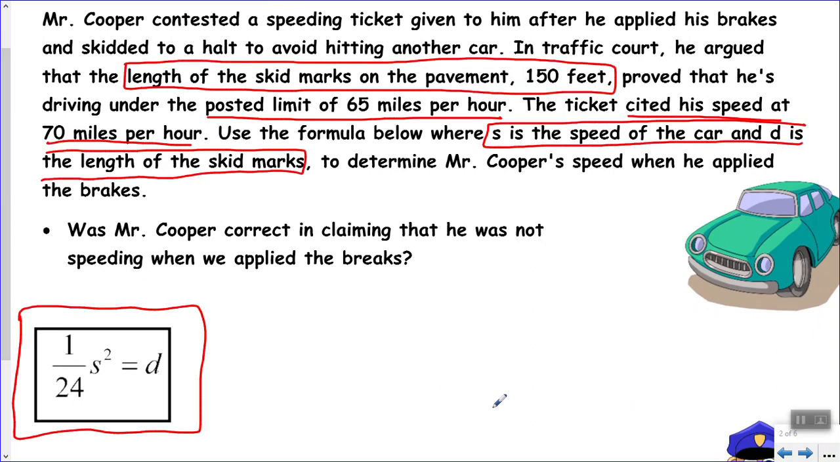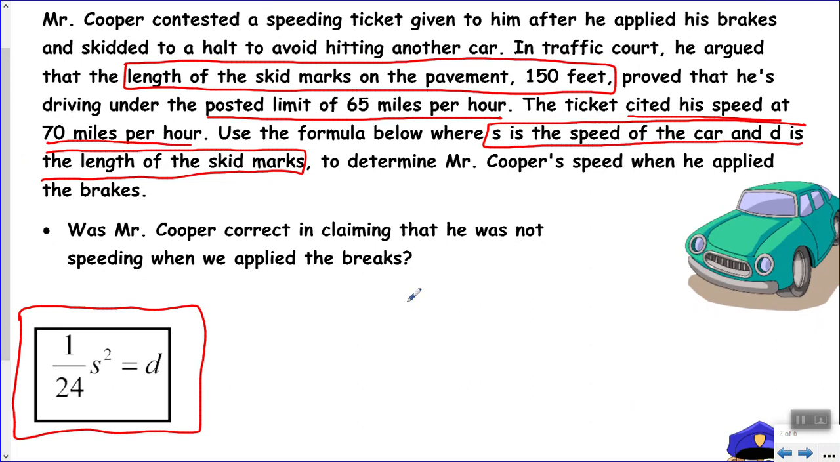Alright, so we're trying to use skid marks to prove whether or not someone was speeding. And we're given our formula here, and for any kind of canned formula that you're going to use for a quadratic application, that will be given to you in the problem. You won't have to memorize these different formulas.